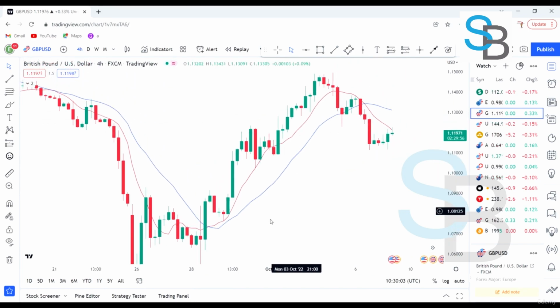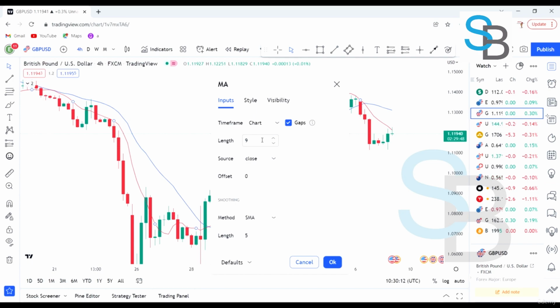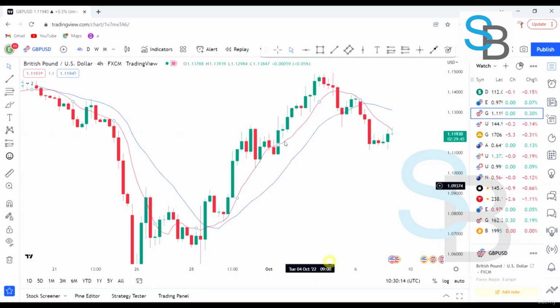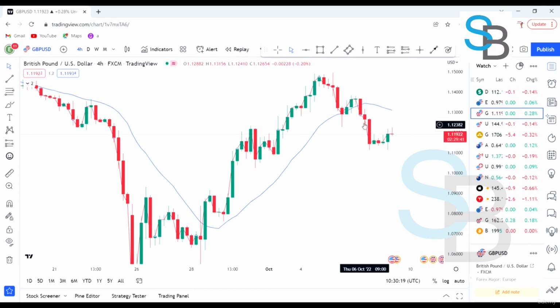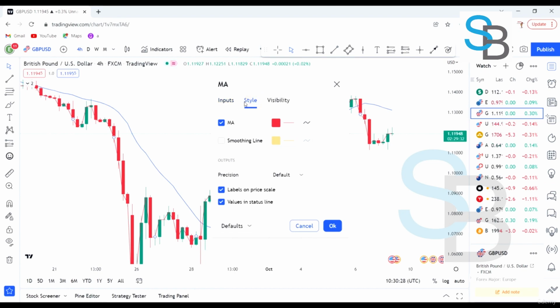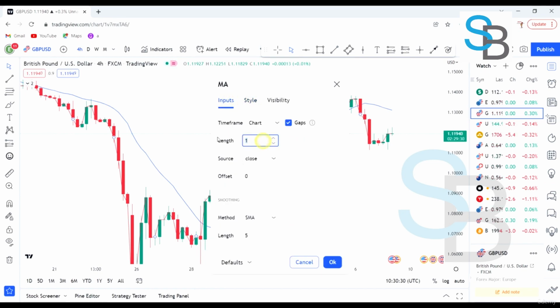So you see that the bigger the periods, the more away from the chart the indicator is. So the closer the periods, the closer it is to the chart. So if we make this 1 period, we tend to see that it's going to follow the prices very closely. So that's one thing you have to know about the moving average indicator. Let's just make this 9. Let's take it back to 9.